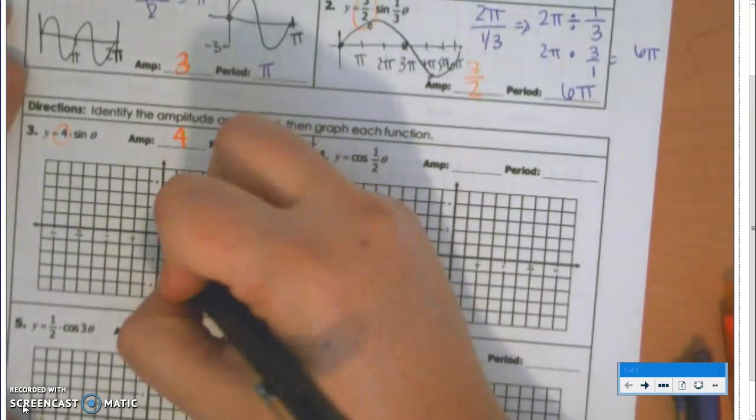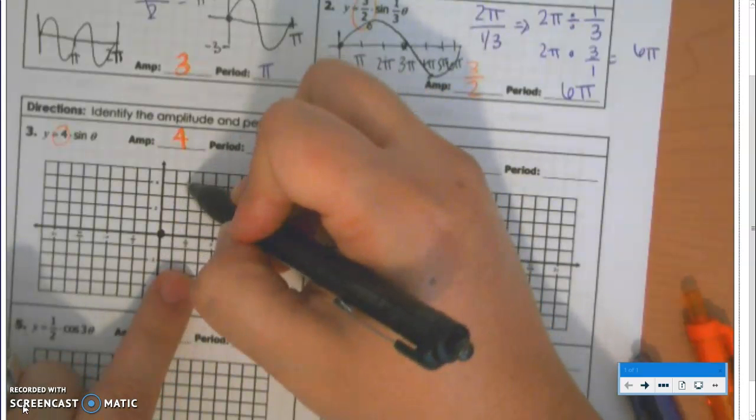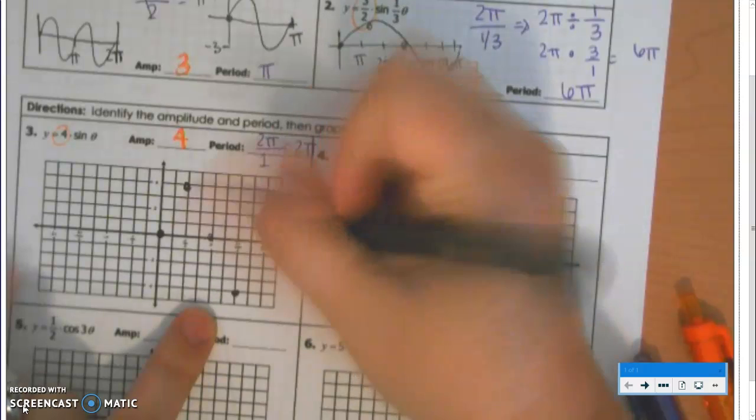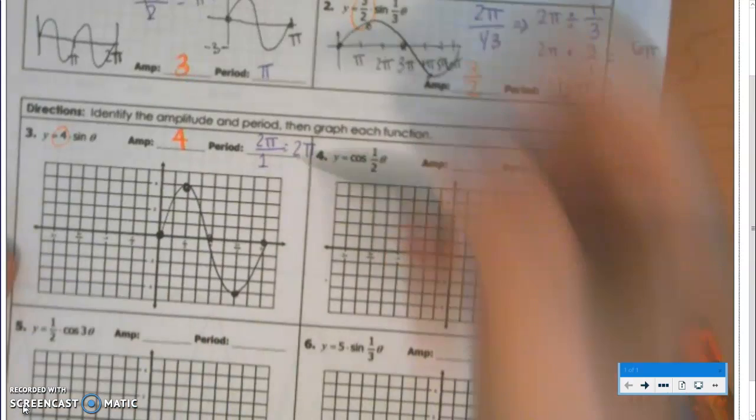So because it's sine, it starts at 0, 0. But this time it's going to go up to 4 and down to -4. And be done by the time I get to 2 pi.